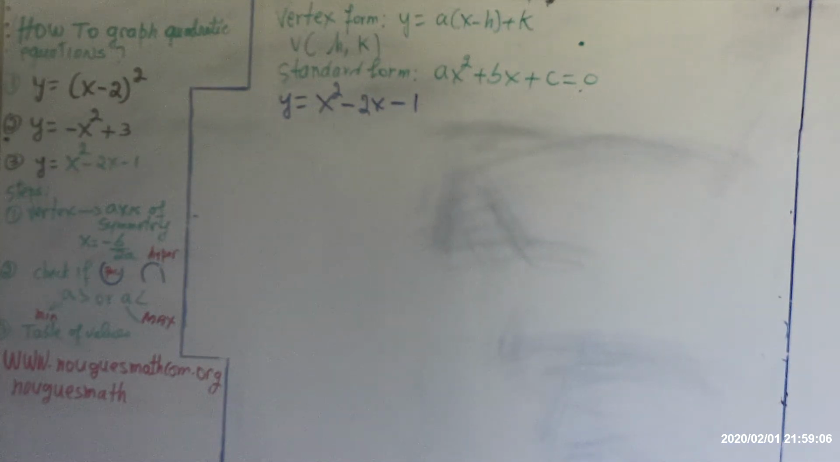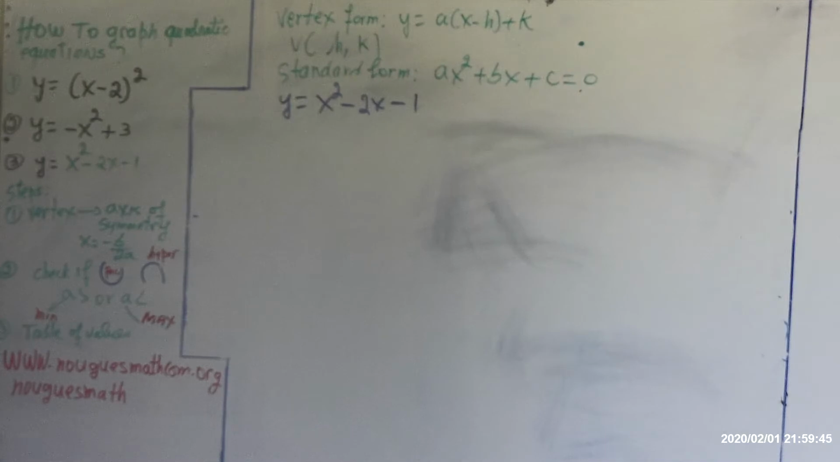Remember, for the standard form, we're going to follow the steps. The first step is calculate the vertex, and with the vertex, I will determine the axis of symmetry. I'm going to use the formula, which is negative b over 2a. Negative b over 2a will give me the axis of symmetry.